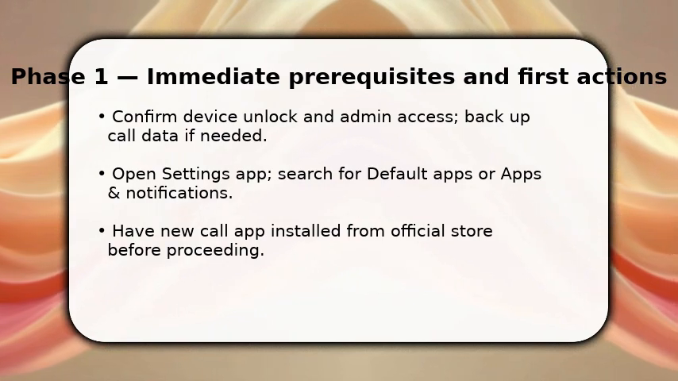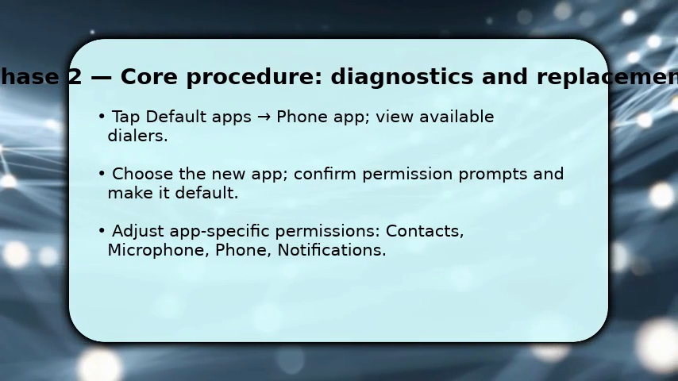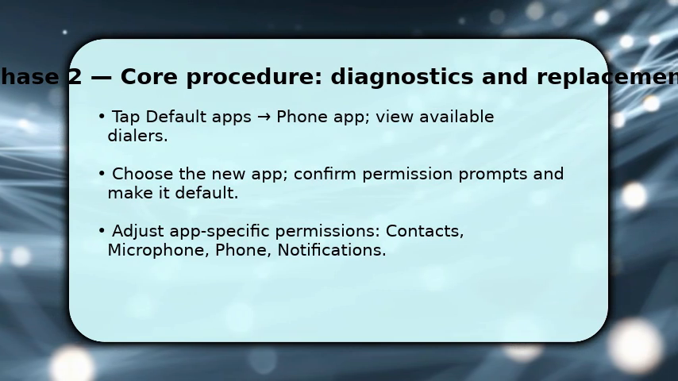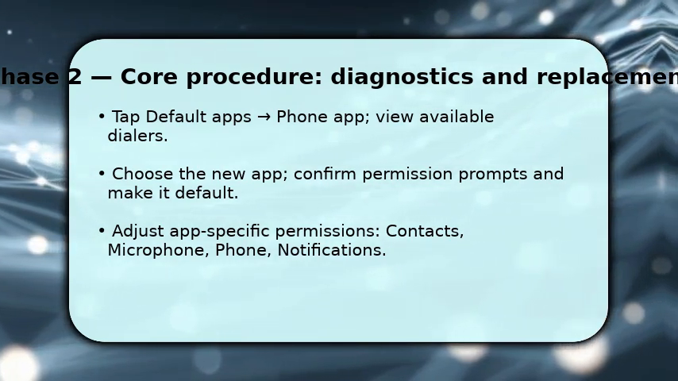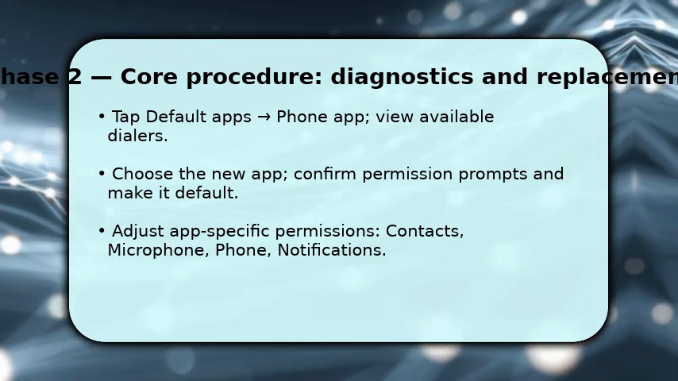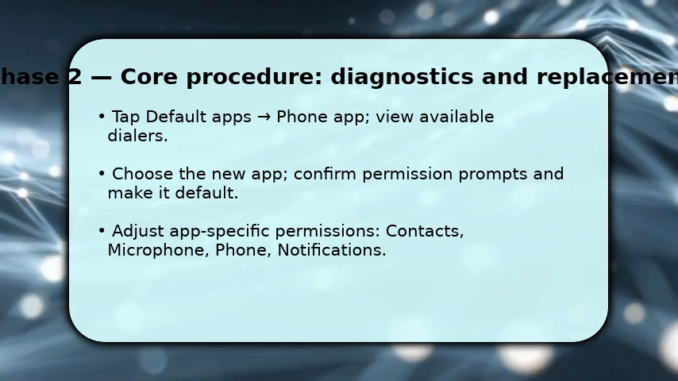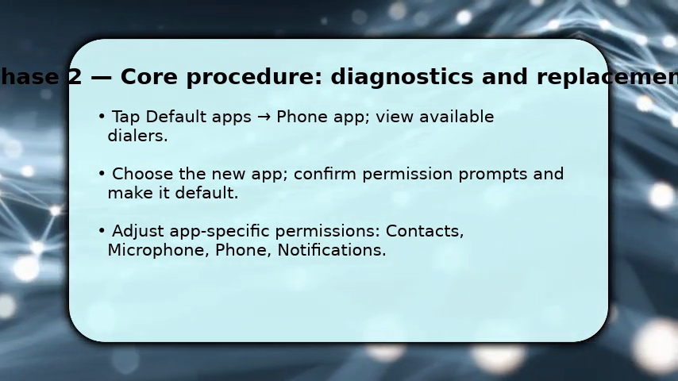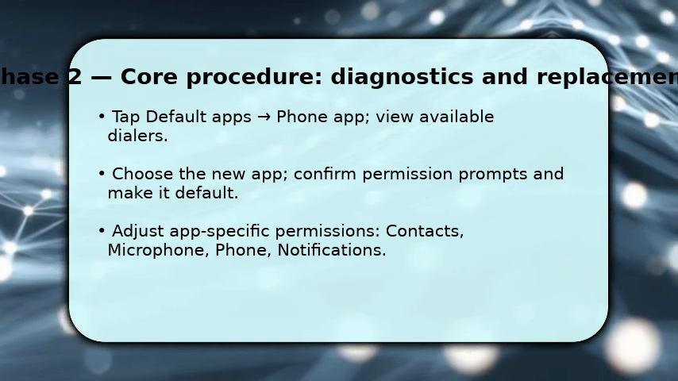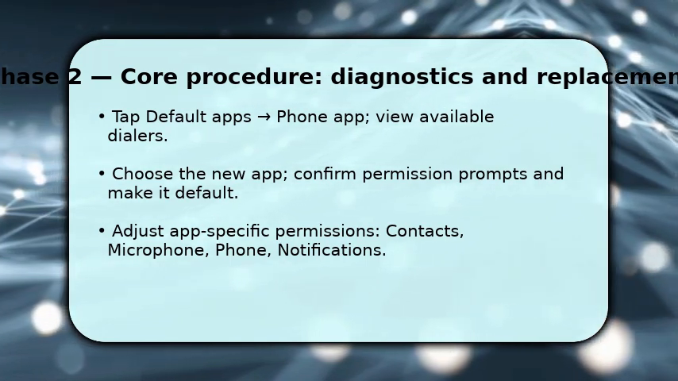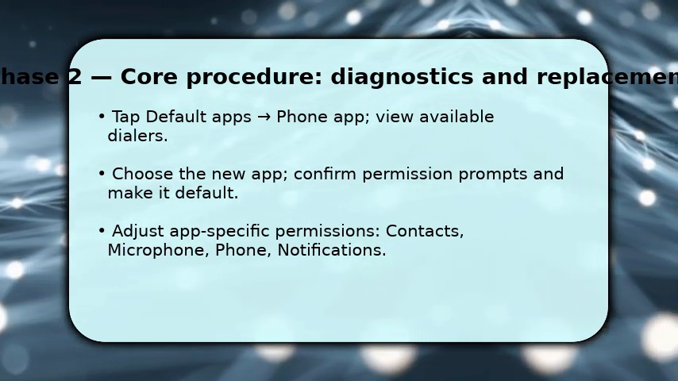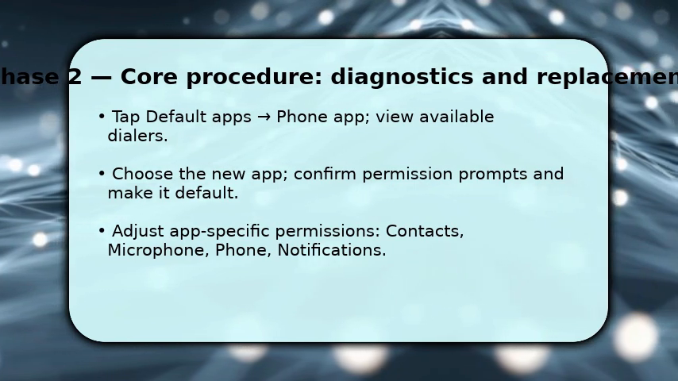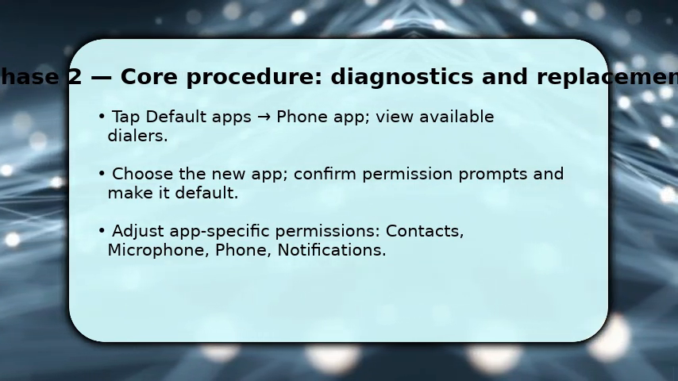You now select and assign the new app as the default. Tap Default Apps then Phone app to reveal available dialers. Once you see the target app, tap it and accept any prompts. Make sure to grant necessary permissions, contacts, microphone, phone state, and notifications so calling features work correctly. If the system asks to switch, confirm. If not, check the new app settings page and tap Set as Default. This ensures incoming and outgoing calls route through the app you chose.